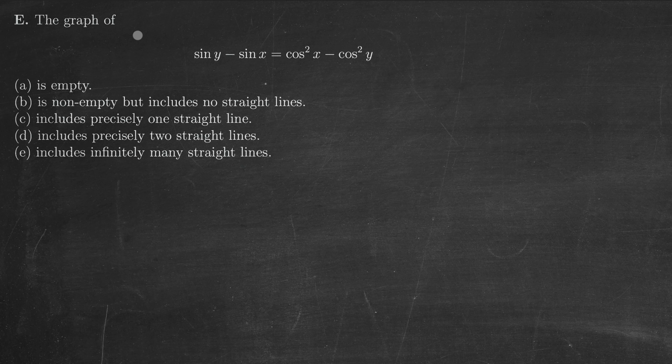The graph of sine y minus sine x equals cos squared of x minus cos squared of y is empty, non-empty but includes no straight lines, includes precisely one straight line, includes precisely two straight lines, includes infinitely many straight lines. So when you take one look at this equation, you can see it involves, well, namely x and y.